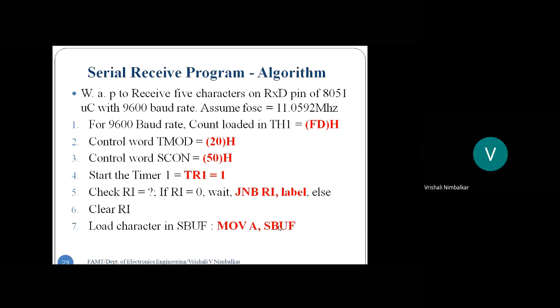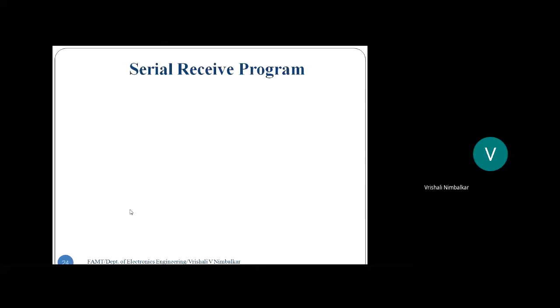We take the character from SBUF, save it in the accumulator, and we will be saving it in memory. And we will repeat this reception process 5 times. So step 5 to 7 will be repeated 5 times. Okay, so we start with our program.